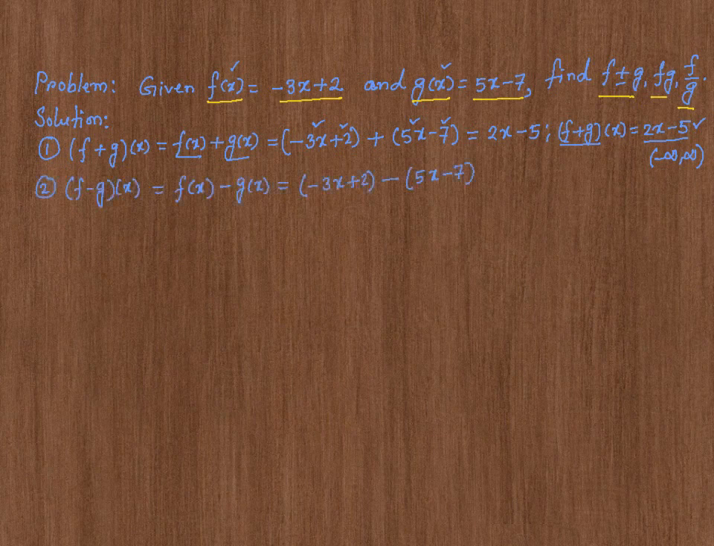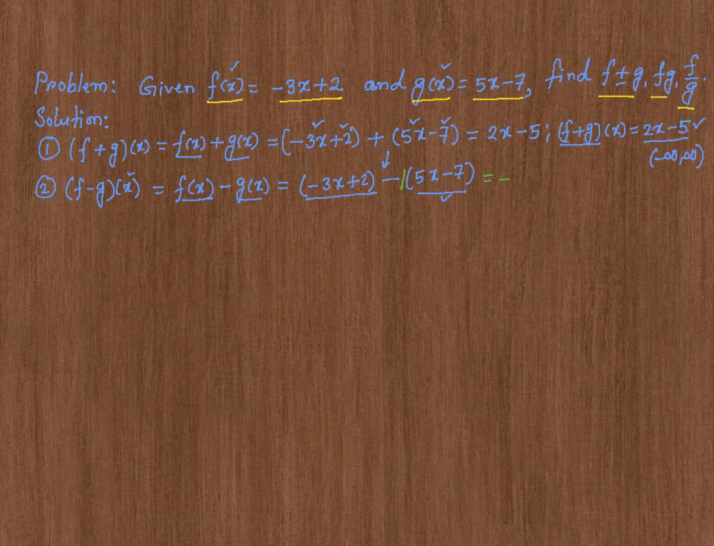Now let's do f minus g of x, which is here. By definition, it's f of x minus g of x. My f of x is negative 3x plus 2. My g of x is 5x minus 7. The key thing to pay attention to is that the negative sign is in front of the parenthesis, so the second function must be within the parenthesis, and then you put the negative in front. If you just write negative 5x minus 7 without the parenthesis, that would be a mistake. So we need to distribute this negative, and keep that in mind.